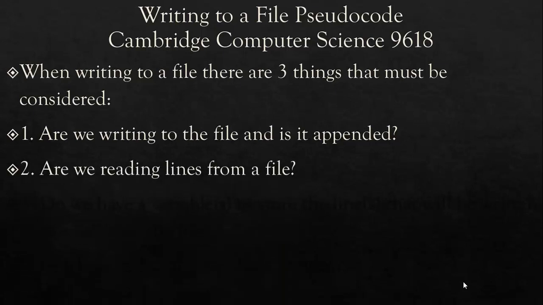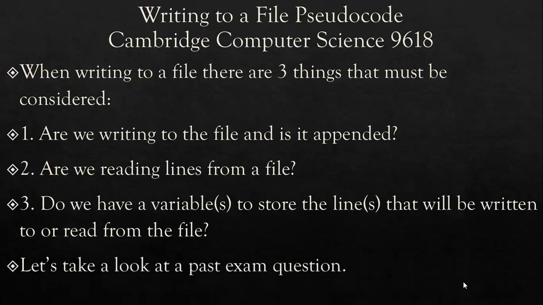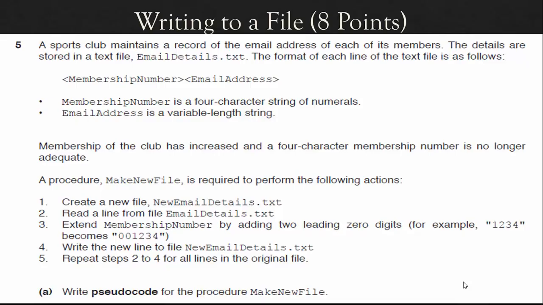Number two, are we going to read lines from a file? Do we need to transfer something from one file to another? And then, do we have variable or variables to store the line or lines that's going to be written to the file and read from the file? If Cambridge gives us variables, that's fine. We can work with those. It's even better if they don't, because then we can pick up a few points. And remember, you can get partial credit. So with that, let's take a look at the past exam question.